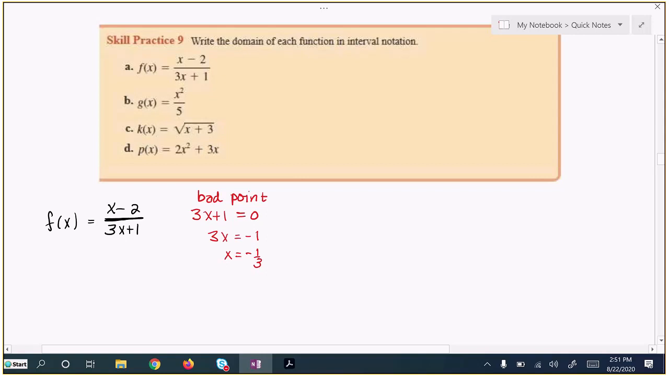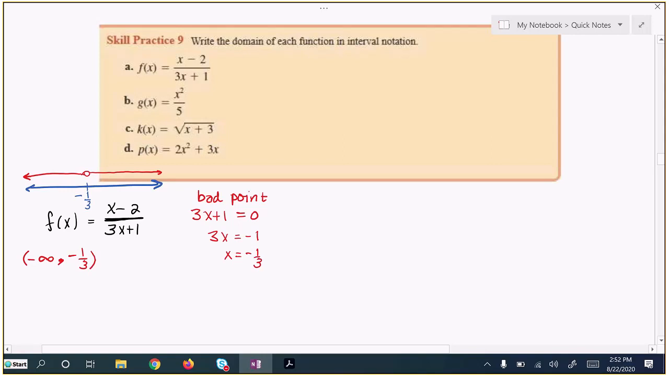How do I write that? Well, I want to think about the number line. And somewhere here is -1/3. And I know that I need to remove that point, so I'm going to have an open dot. But everything else is fine. Everything to the right and everything to the left is fine. So if I wanted to express this in interval notation, I would say, well, I can take everything from negative infinity all the way up to -1/3. But then I have to stop. I use a parenthesis here.